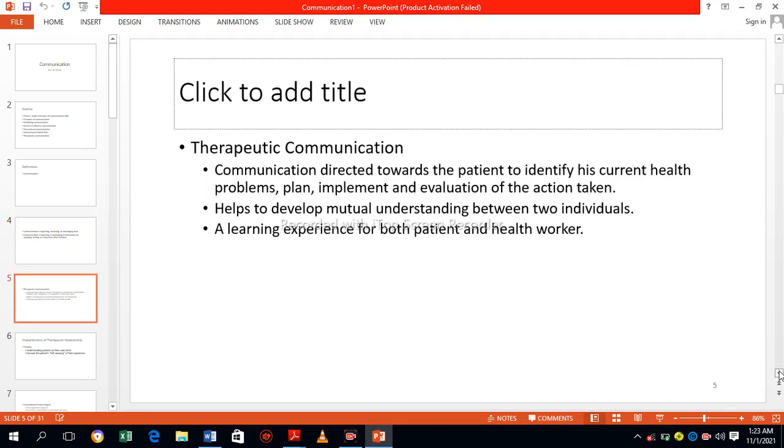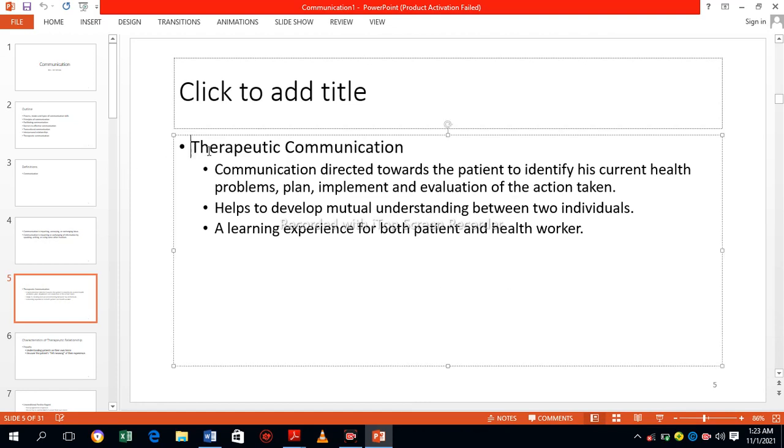Okay, so we're going to look at therapeutic communication as a second thing. What is therapeutic communication? It is communication directed from the health worker towards the patient to identify their current health problems, and to plan, implement and evaluate the action to take. I want you to pay attention to this term that is being used here: therapeutic.